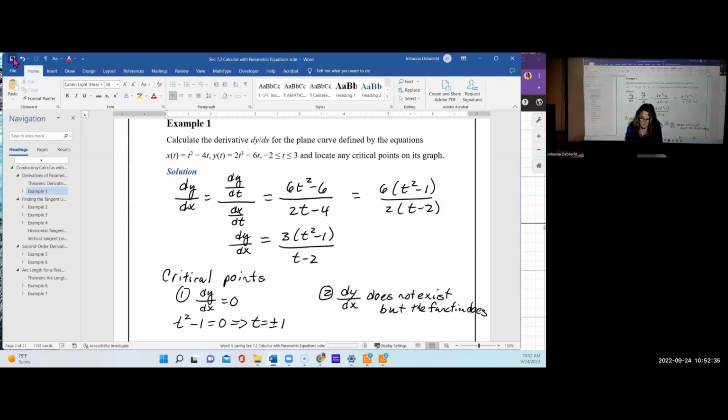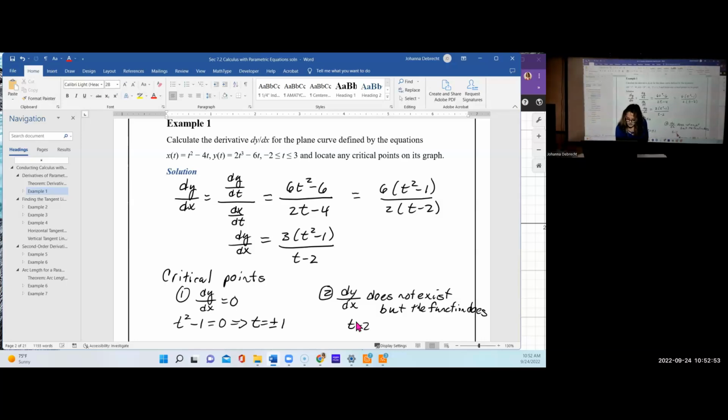All right, so we have plus or minus 1 there. Now, what about the second one? dy/dx does not exist, but the function does. Well, first off, it definitely does not exist when t equals 2, but then I've got to make sure that t equals 2 is actually a point on the graph.